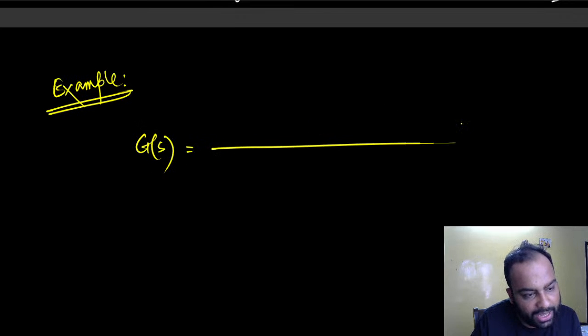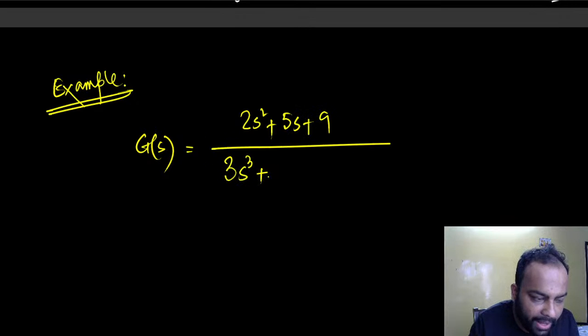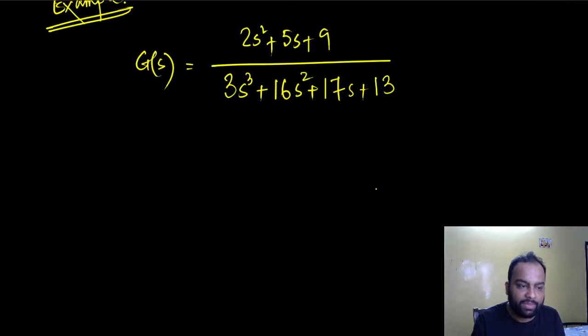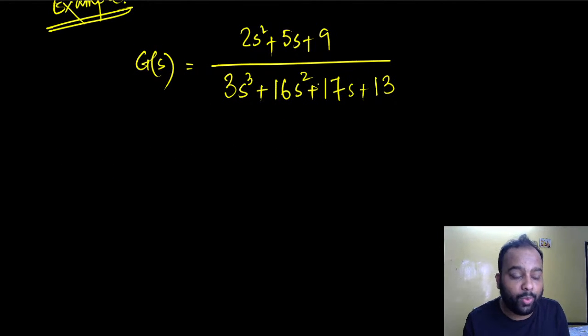So if I give you a transfer function like this, say we have 2s square plus 5s plus 9 over 3s cube plus 16s square plus 17s plus 13. It's a third order system, right? Why do I call it a third order system? Because the denominator's polynomial is of order 3. But why don't we consider the numerator's polynomial? Because the denominator is more important. In terms of stability, the location of the poles will determine the stability of the system.